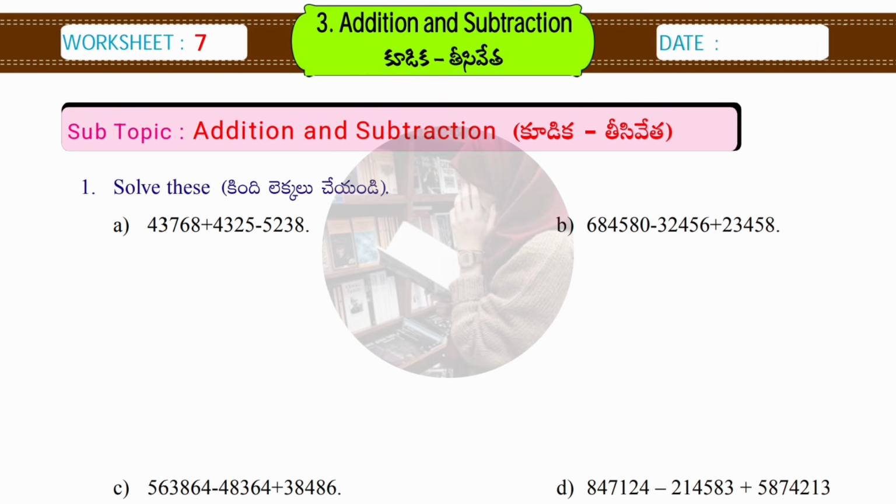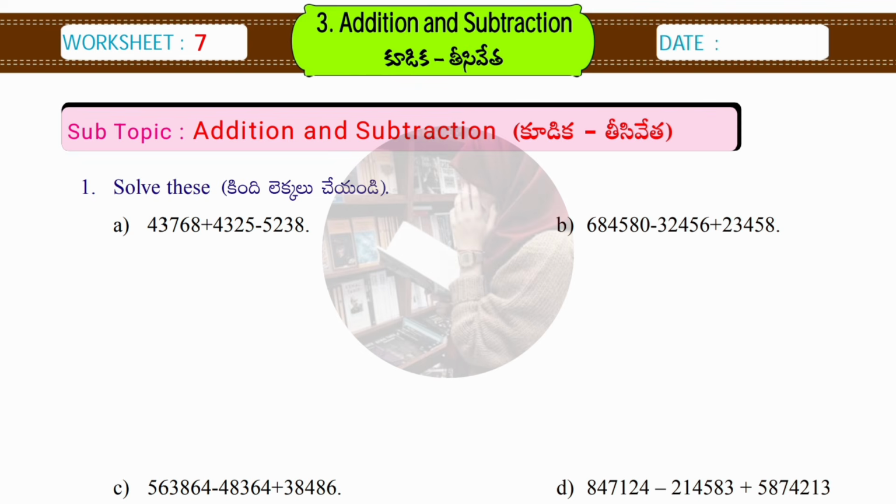Okay, now we'll move to worksheet number 7. Here the subtopic is addition and subtraction. Okay, let's see. First one is solve these given sums. The first one is 43,768 plus 4,325 minus 5,238. So this will be confusing for you, right? Okay, don't worry, I'll explain how to do this type of question.